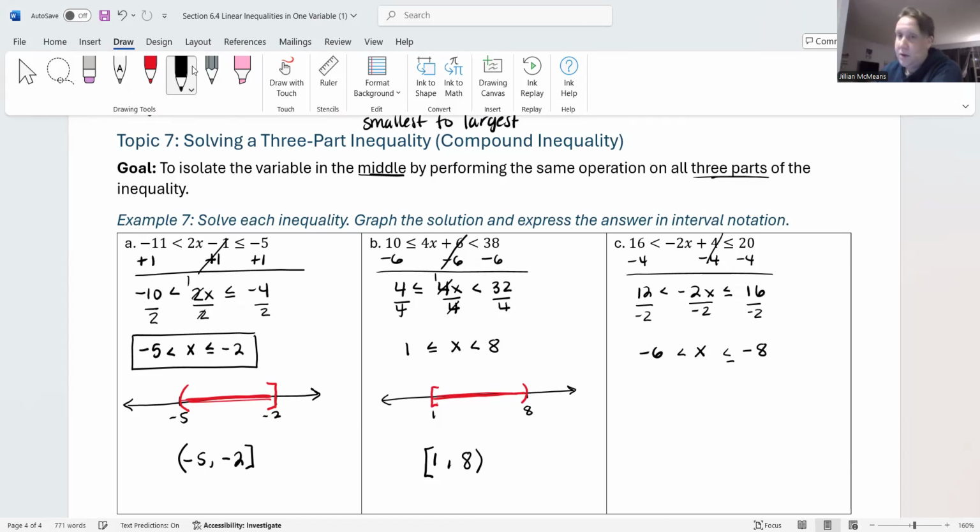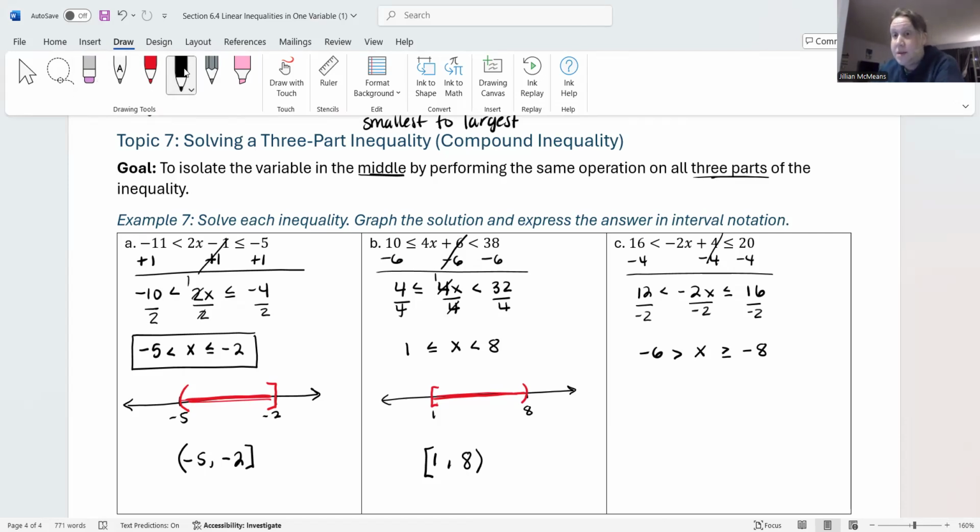Now, can we put our regular inequality symbols in there? And the answer is no. And we know this to be true because we divided everything by a negative, and we know the rules. If we multiply or divide an entire inequality by a negative, we have to reverse the direction of the inequality symbols. But you can see it right here. This one doesn't read correctly. -6 is not less than -8. So you have to be really careful here.